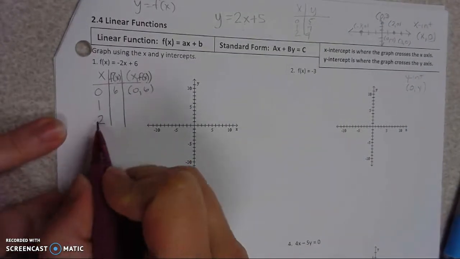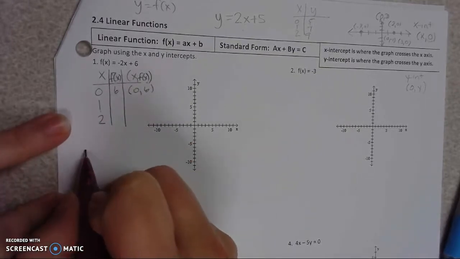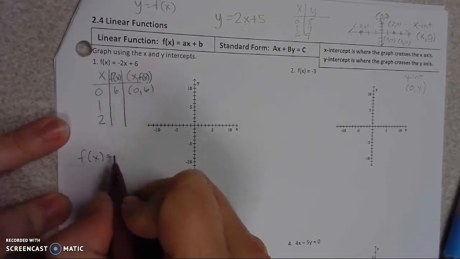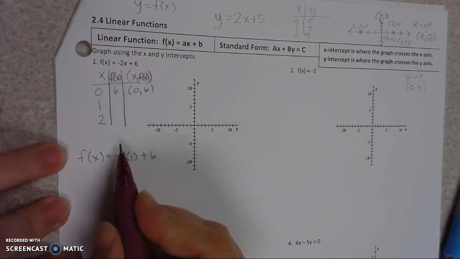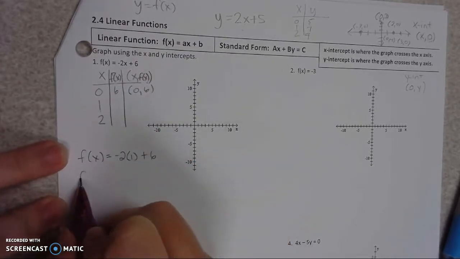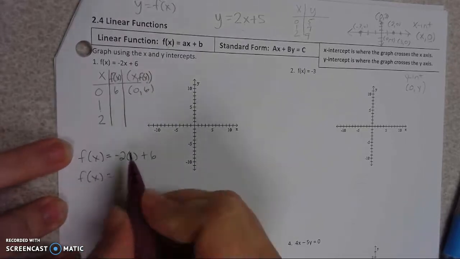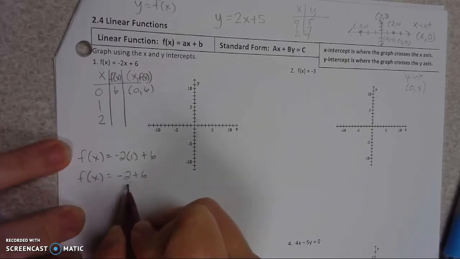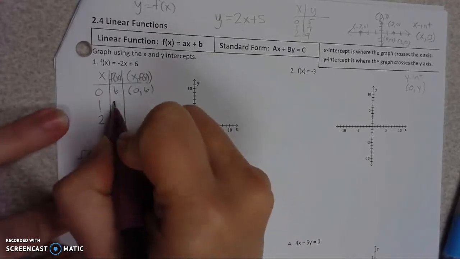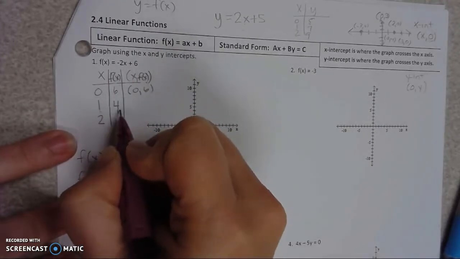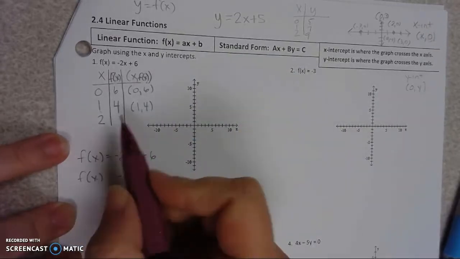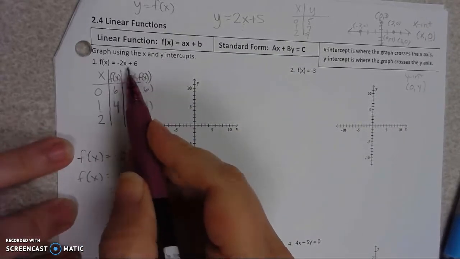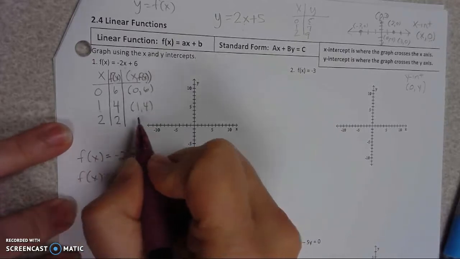Then I can fill in a 1. If you're not sure what I'm doing here, I'm saying f of x equals negative 2 times 1 plus 6. I'm just substituting in this x value and solving. So that'll be negative 2 plus 6, which will be 4. So when x is 1, the function has a value of 4. (1, 4). And then I do the same thing for 2. Negative 2 times 2 is negative 4, plus 6 is 2.